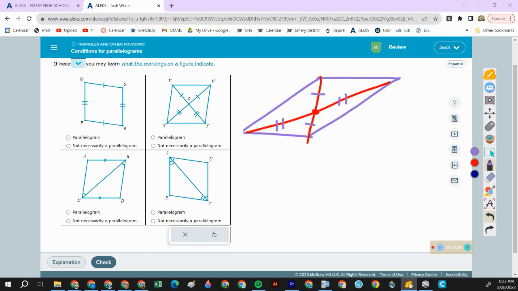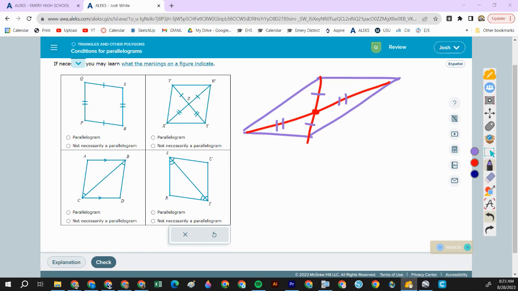Is that a parallelogram? So this side equals that side, or that segment, and this segment equals that segment? No. Yeah. So if I had, like if these were short and these were long, does that make a parallelogram? No. Nope. The diagonals have to be cut in half in order for it to be a parallelogram.